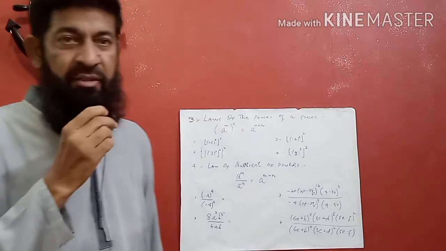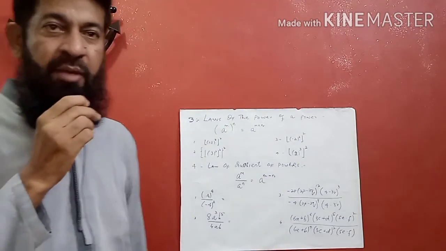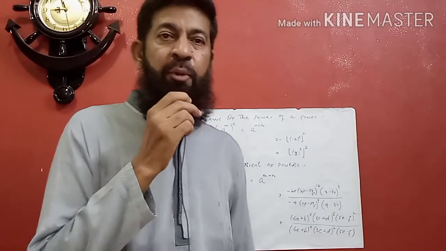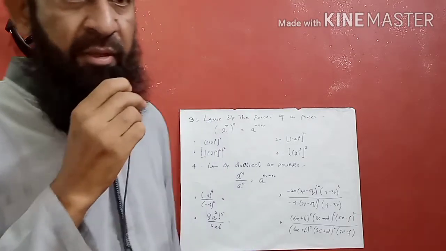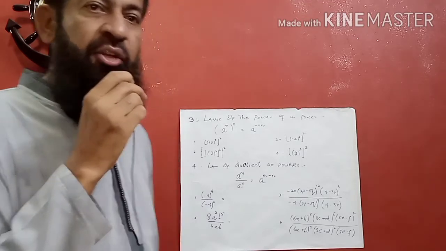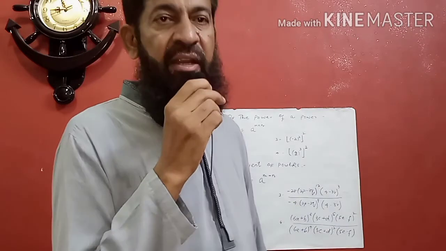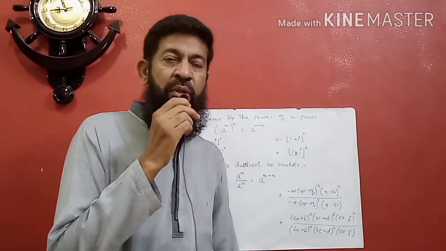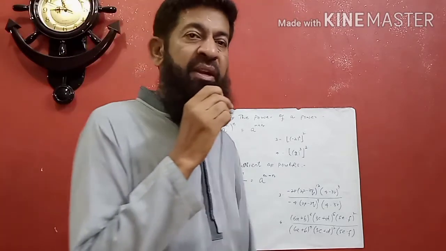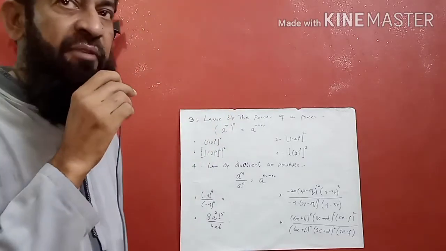Assalamualaikum every students. Today we will meet again on the topic of the system of the real numbers, exponents and radicals. We have already read the two laws in the previous program: law of exponents, if bases are the same, powers are added, and number two, the exponent of a power. Now come to law number 3. The law number 3 is the law of the power of a power.